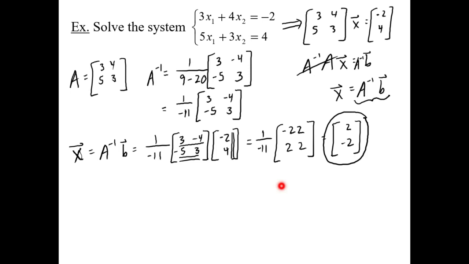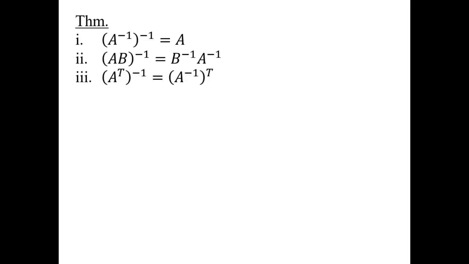Okay, some properties of inverses before we talk about bigger versions. So the first property is that (A inverse) inverse is equal to A. In other words, if you take the inverse of A and then take the inverse again, the result is just A. Let's see here. (AB) inverse is the same as B inverse times A inverse. And (A transpose) inverse is the same as (A inverse) transpose.